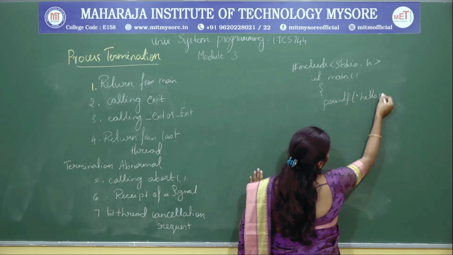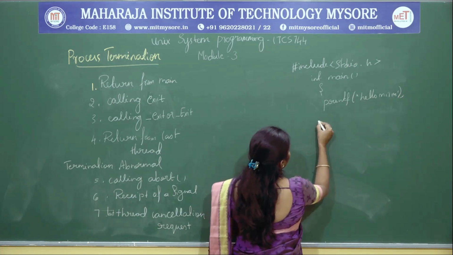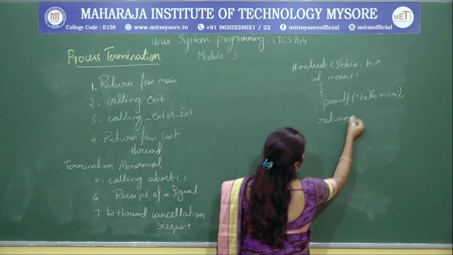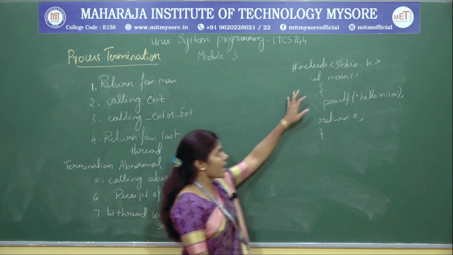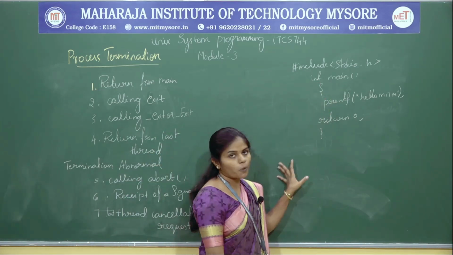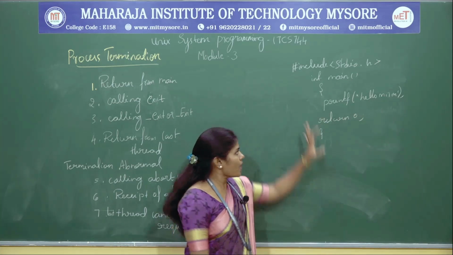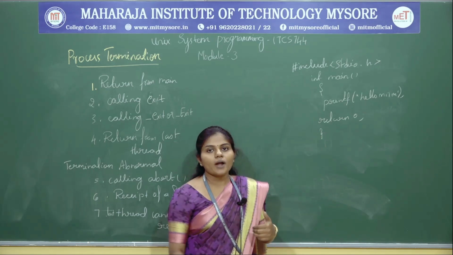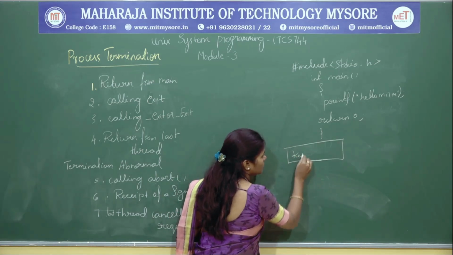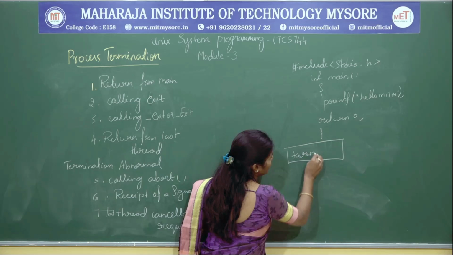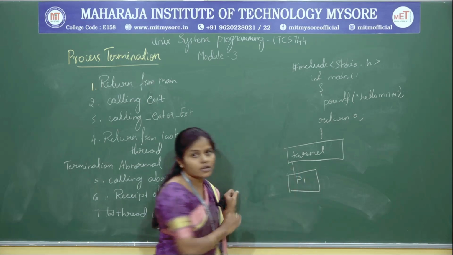The printf prints "allow mitm". Then after that I am going to write the return statement, return 0. See here, I took the simple program, hash include stdio.h. This program is going to display "allow mitm" as an output, right? So when this program runs, what internally does the kernel do? Consider the kernel is going to create a process.